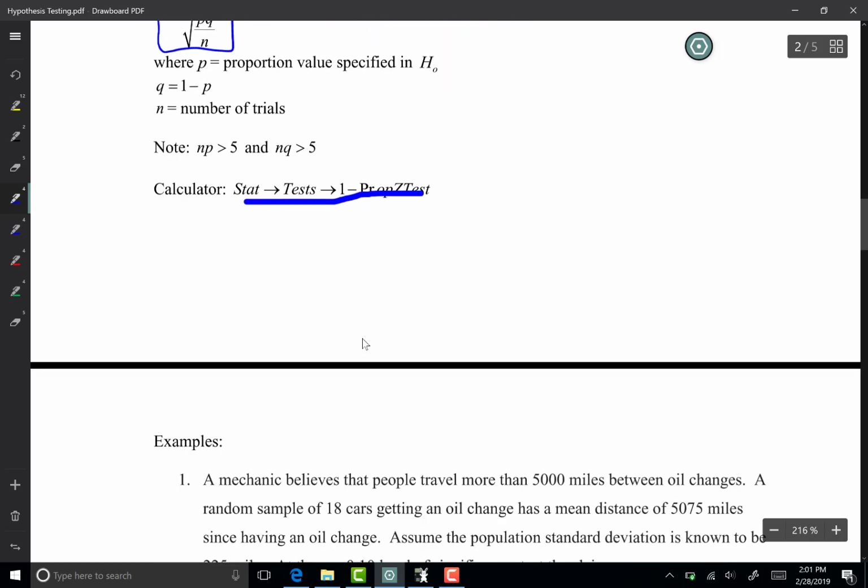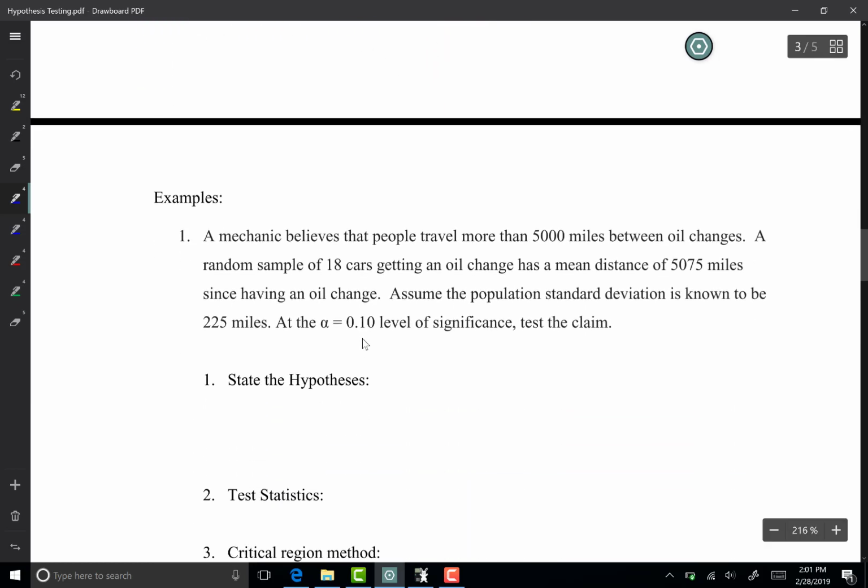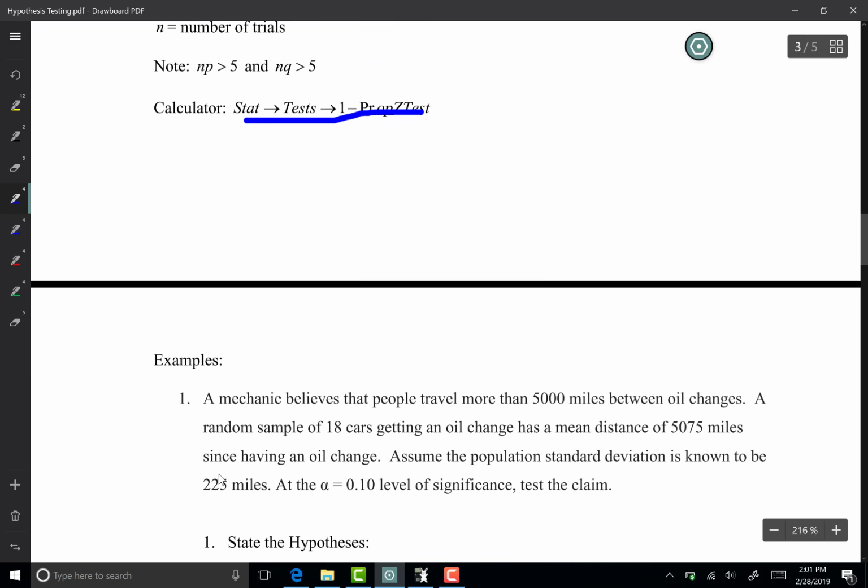All right, let's look at an example. I think it'll make more sense when you have the whole example here. Okay, a mechanic believes that people travel more than 5,000 miles between oil changes. A random sample of 18 cars getting an oil change has a mean distance of 5,075 miles since having an oil change. Assume the population standard deviation is known to be 225 miles. At the alpha 0.1 level of significance, test the claim.